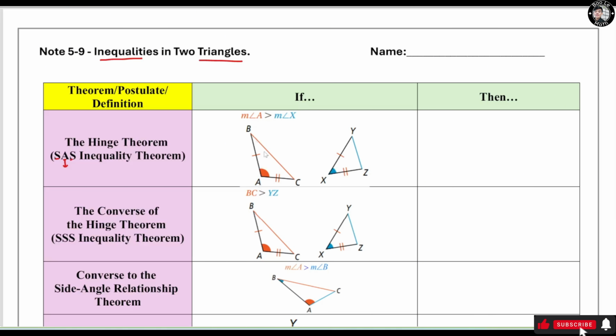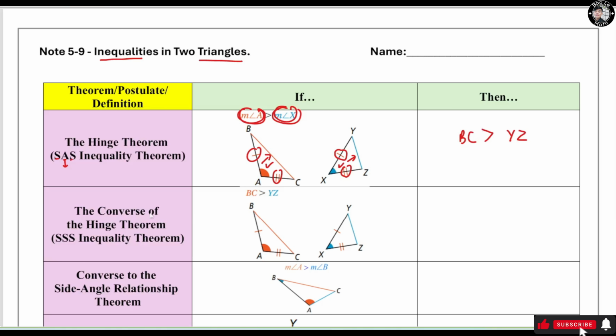Now, given triangle ABC and SYZ, where the measure of angle A is greater than the measure of angle S, right? Look at this one right here, and this one right here, and AB must be congruent to SY, AC must be congruent to SZ, right? Then the side opposite to angle A is BC, and the side opposite to angle S is YZ. Since angle A is greater than angle S, then BC must be greater than YZ.